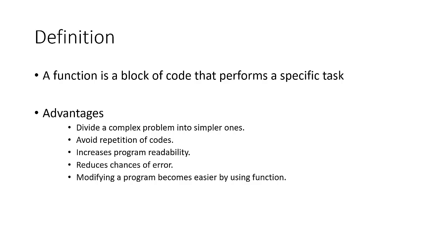What we do in a function, we divide the source code into some smaller parts which will perform a specific task. What task? That will be defined by the programmer. Now, what are the advantages of a function? A function divides a complex program into smaller ones. So there is modularity. Then it avoids the repetition of the same kind of code.